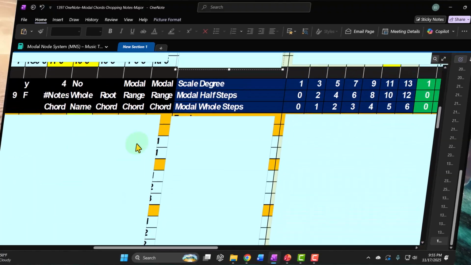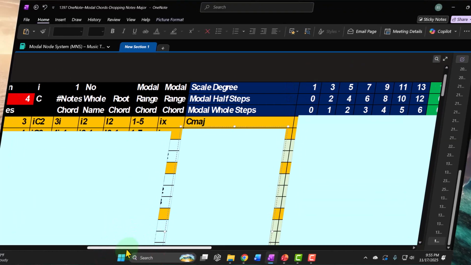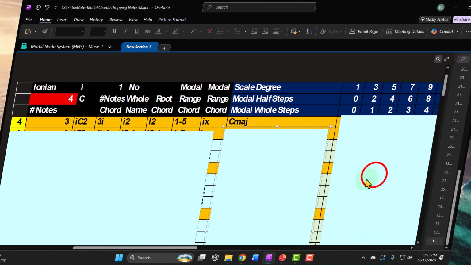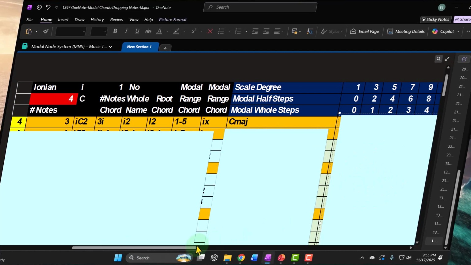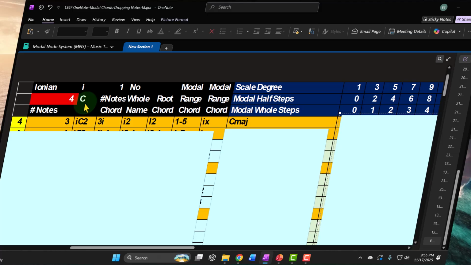Now we want to get a little bit more complex and say, could we add more complexity into the system for chords that are basically dropping notes within the stack of notes? So for example, if we have an Ionian chord, we're going to be working in the collection of notes around the key of C because that's kind of the easiest standard way to be looking at it.